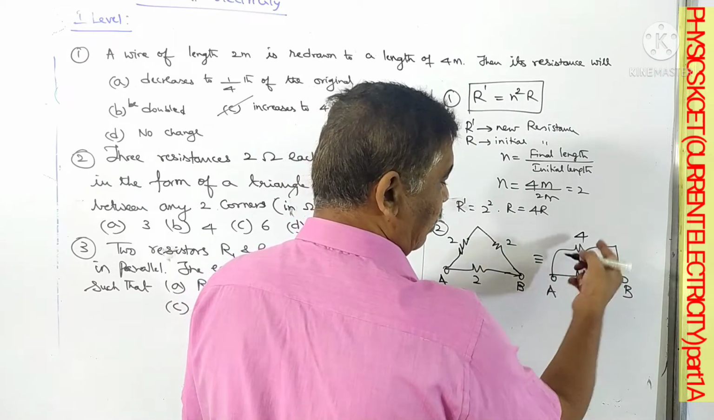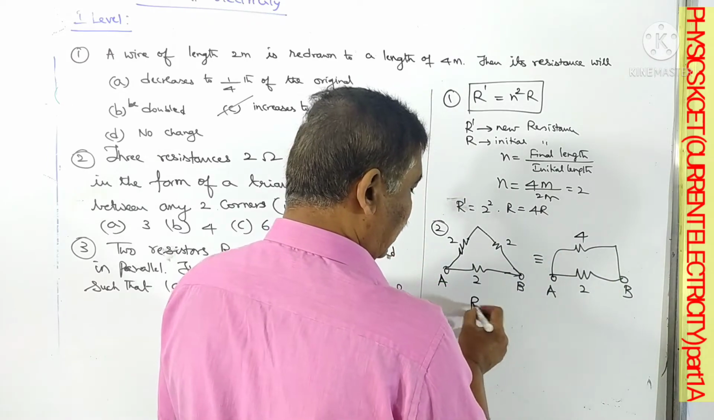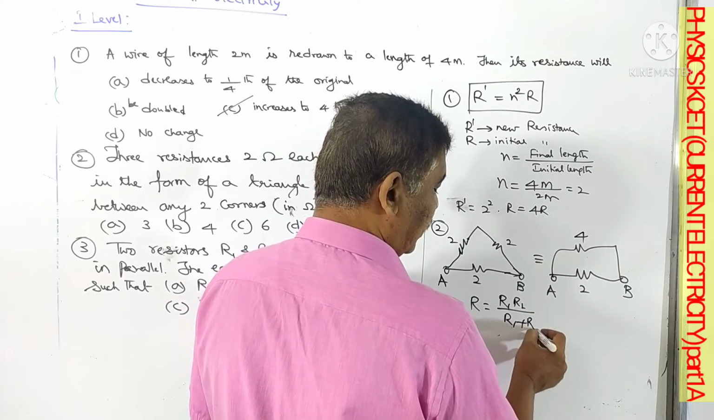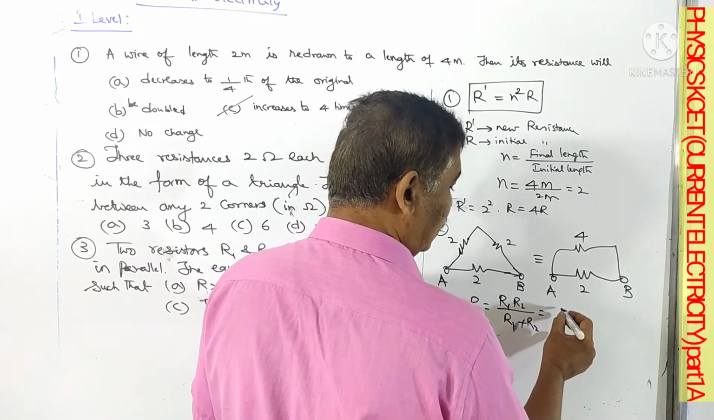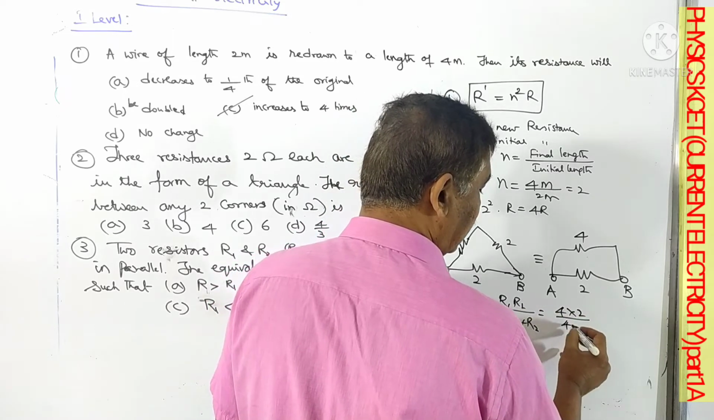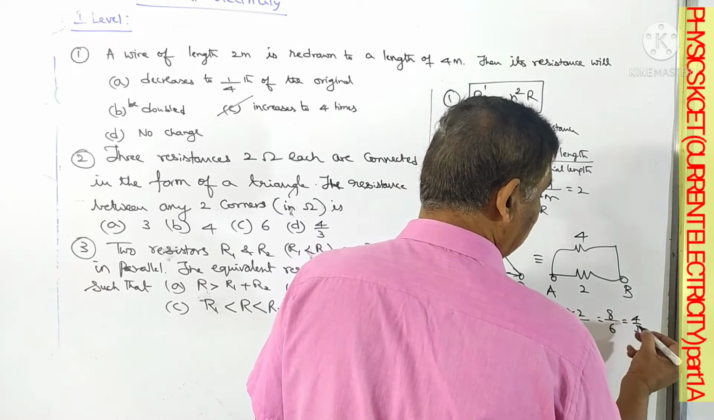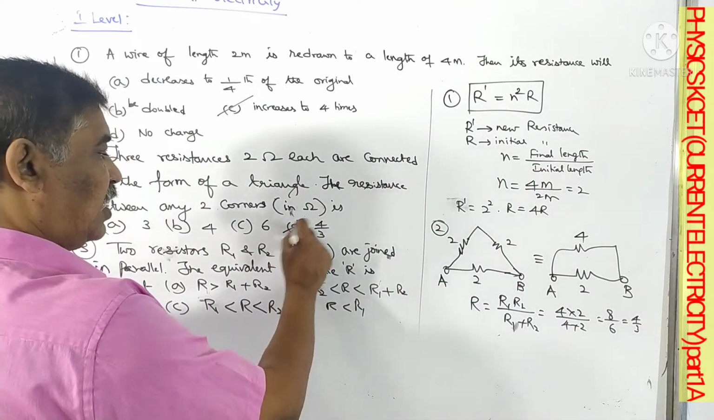4 and 2, they are in parallel. Therefore, net resistance, use the formula R1 R2 divided by R1 plus R2. So, if I use this, I get 4 into 2 divided by 4 plus 2, 8 by 6, that is nothing but 4 by 3, which is there in option D.